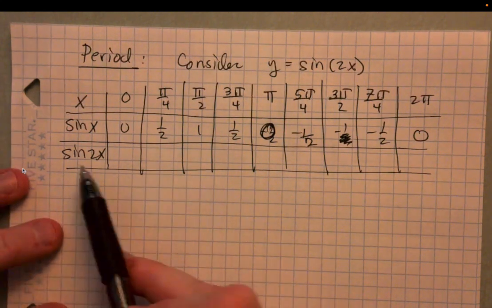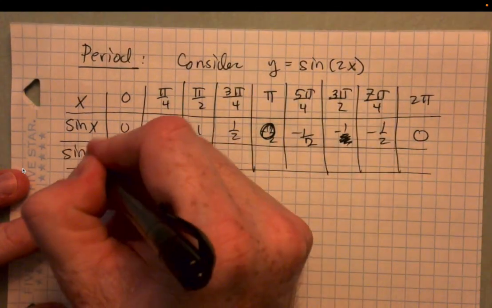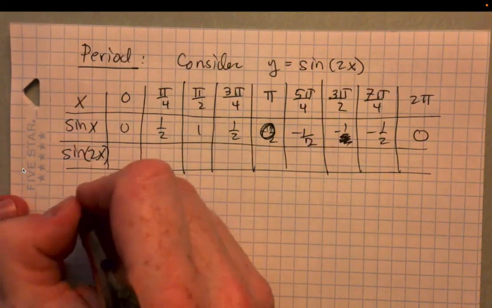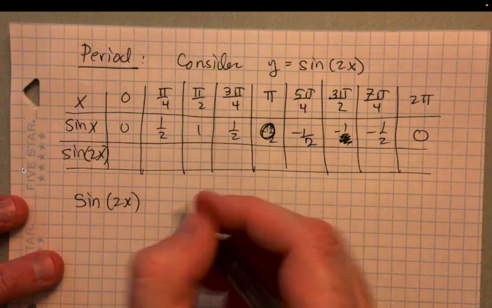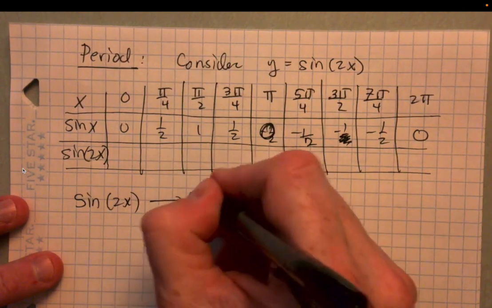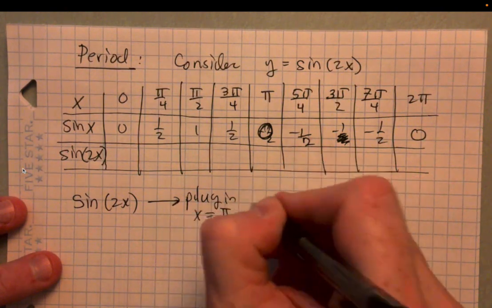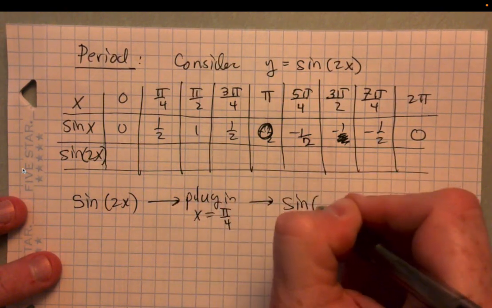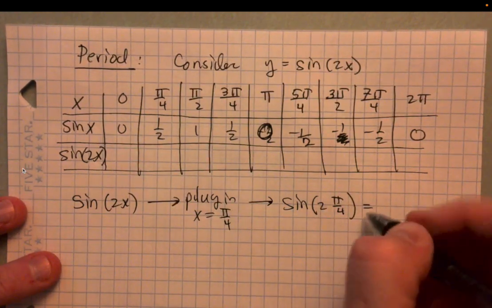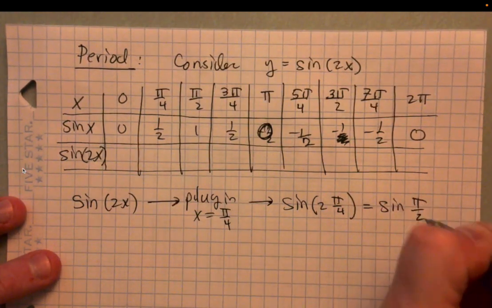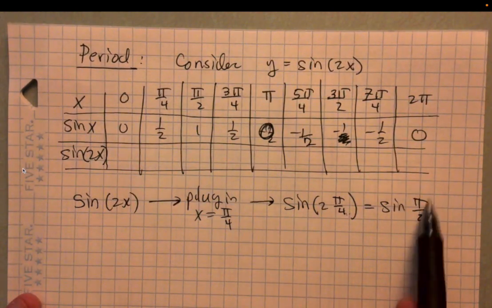These are sine of x. But what happens when I plug these values into the argument when it's 2x? Well, think about what that's going to do. So sine of 2x, what if I plug in x equals pi over 4? Then I get sine of 2 times pi over 4, which is equal to sine of pi over 2. So pi over 4 plugged into this is the equivalent of pi over 2.